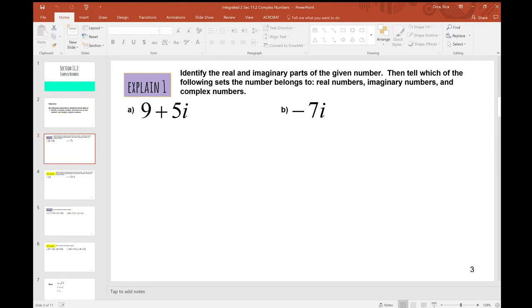Let's look at Example 1. Identify the real and imaginary parts of the given number. Then tell which of the following sets the number belongs to: real numbers, imaginary numbers, and complex numbers. Part A. So in part A, we have 9 plus 5i. The real number would be the 9, and the imaginary number is the 5i. Now together, they are complex numbers.